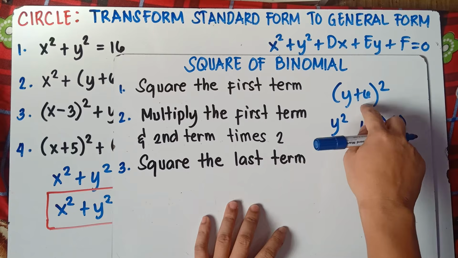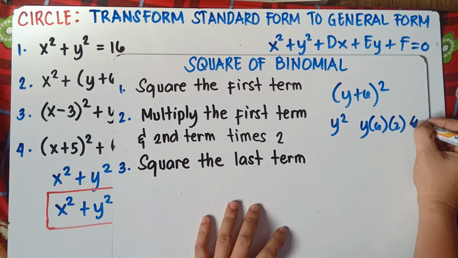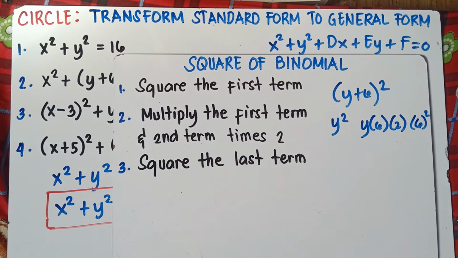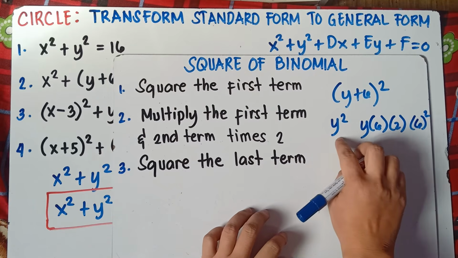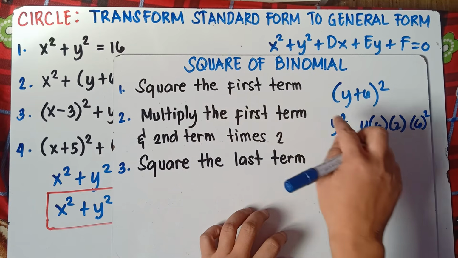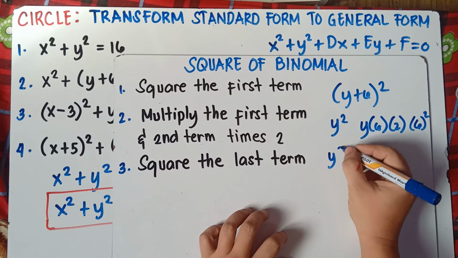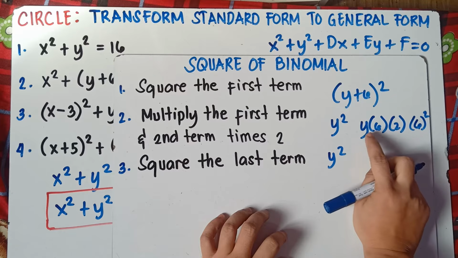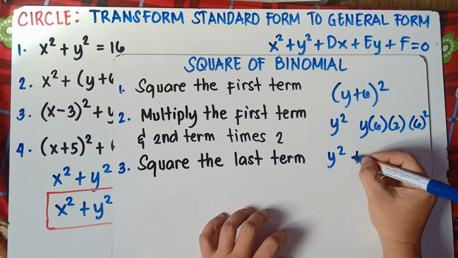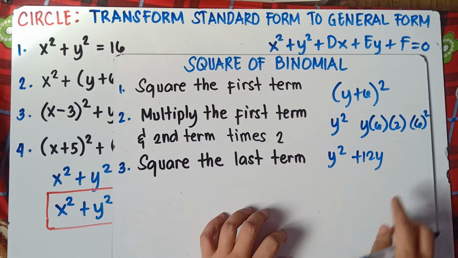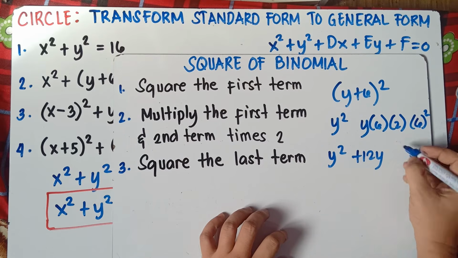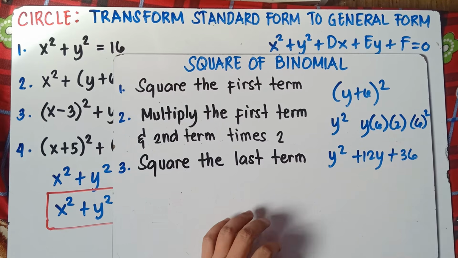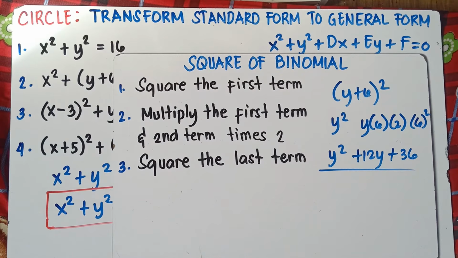So the last term is 6. So you square it. That would be 6, then squared. Alright, and your final answer will be, so simplify, you square the first term, so y times y, that is y squared. Then you multiply the first term and second term times 2, so y times 6, that's 6y times 2, that's positive 12y. Then you square the last term, 6 times 6, that's positive 36. And that's it, class. That's the answer for the square of binomial.